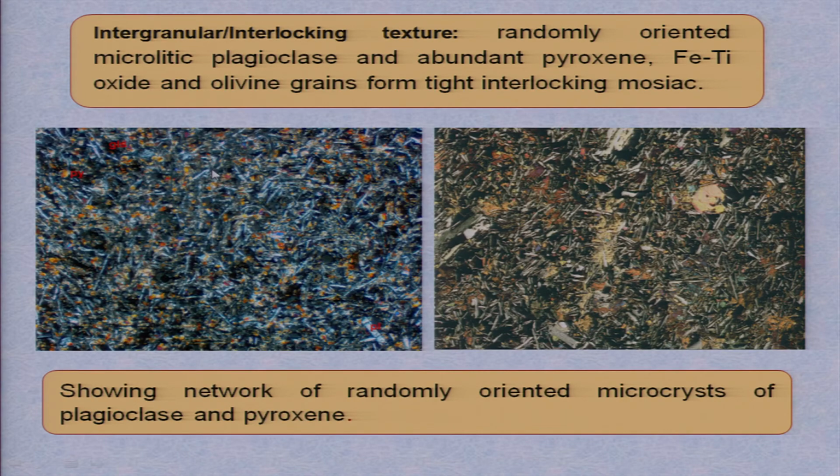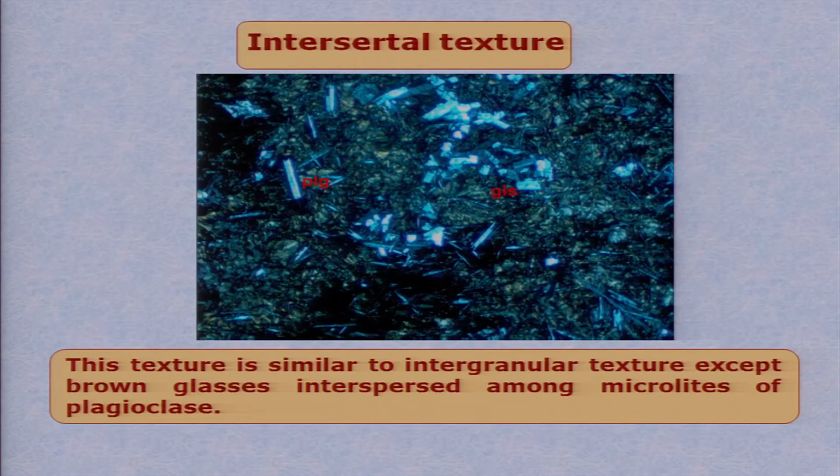This pyroxene and plagioclase are abundantly present, and in between these two minerals there is a space. That space is occupied by black colored glass. So, this glass and the crystalline minerals show interlocking texture. Glass is interlocked between the spaces formed by the lying of the different types of minerals in the rock. Another variety of texture is intersertal texture.